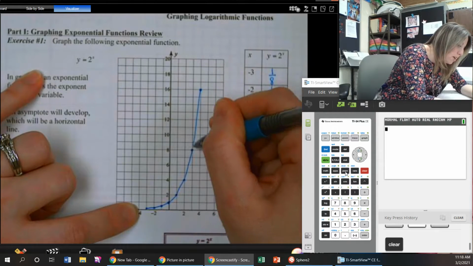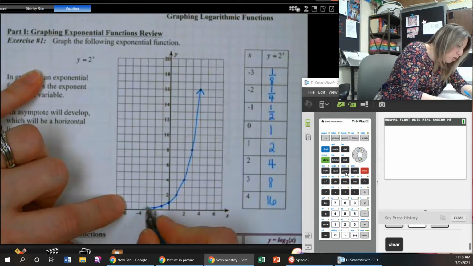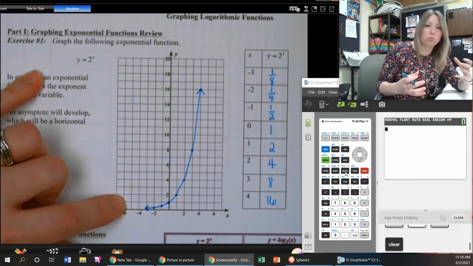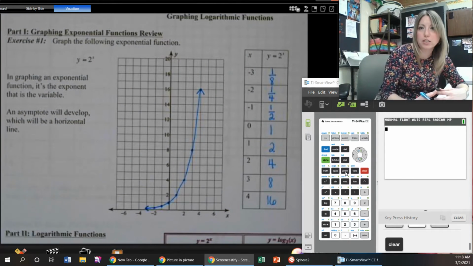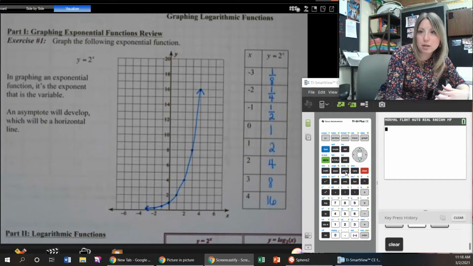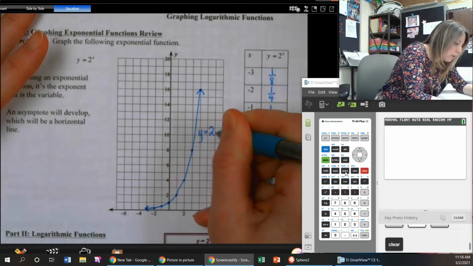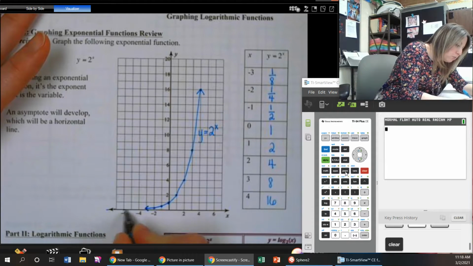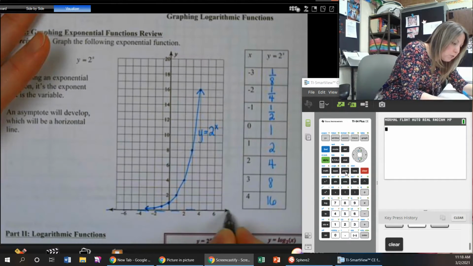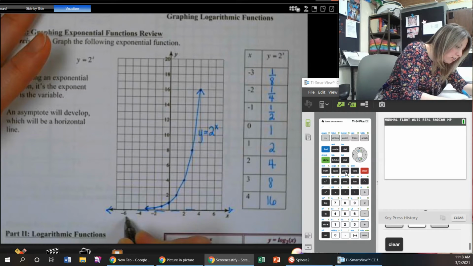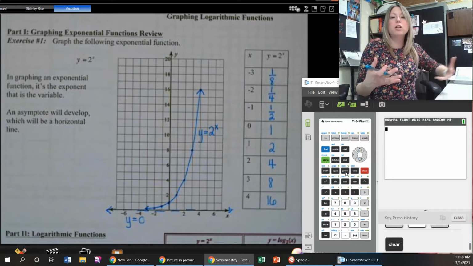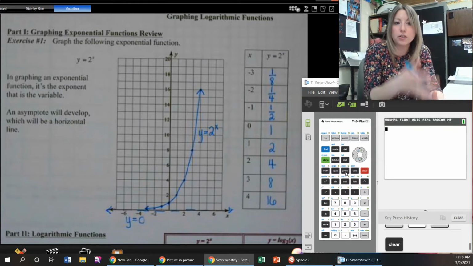Remember that whenever you make a graph, an asymptote is part of the graph. So it must be present, just like you must label your equation on a graph. So again, y equals 2 raised to the x power. And the asymptote here is this invisible barrier we cannot touch or cross. It is y equals 0. We are heading towards 0, but we will never touch or cross this line.